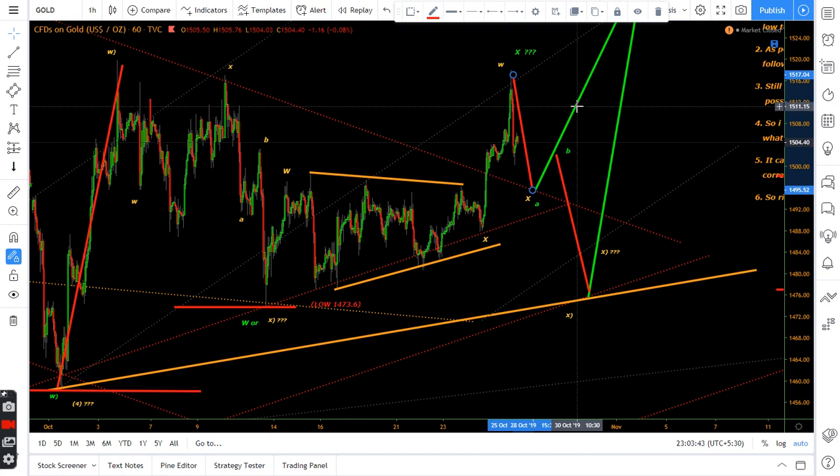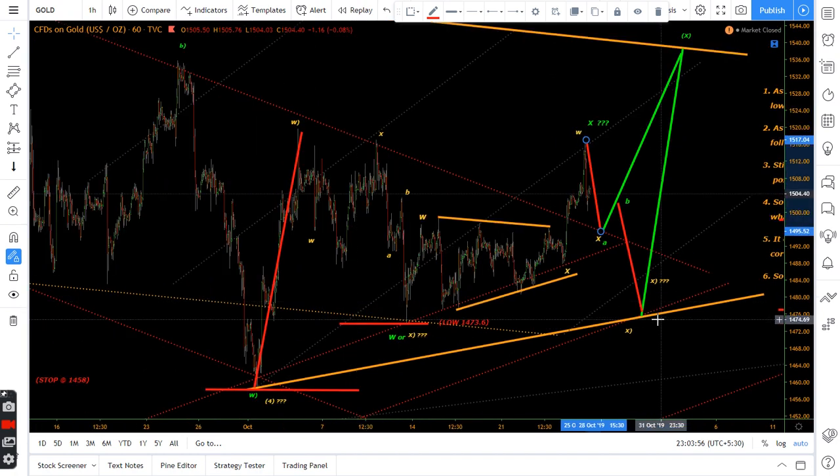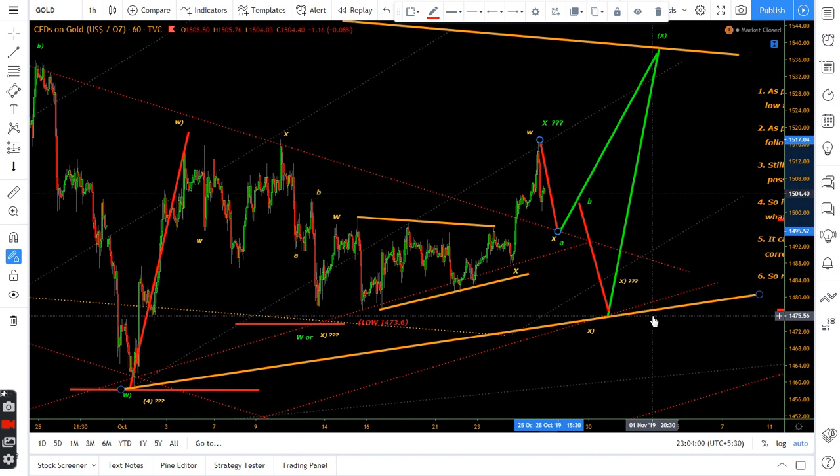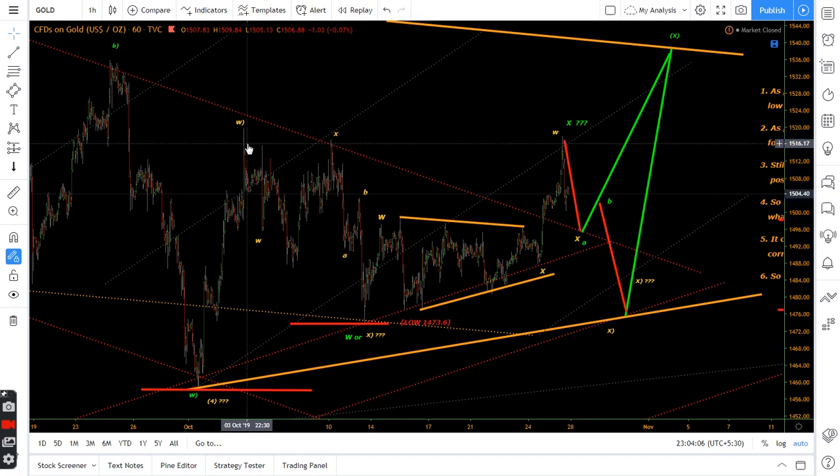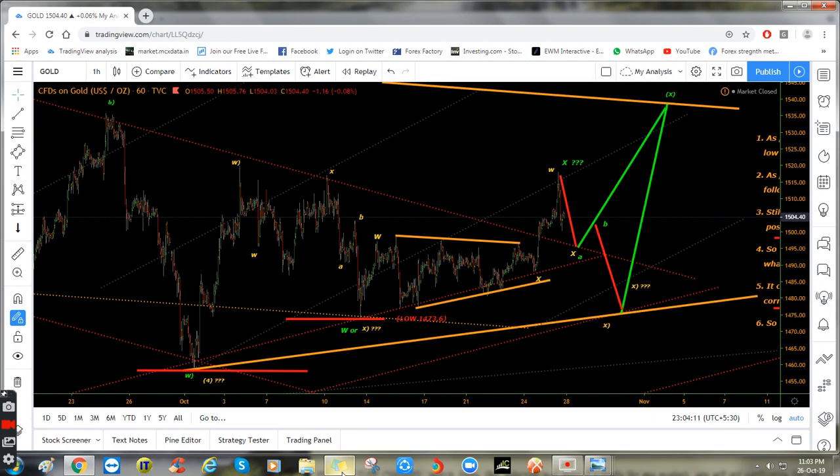Else, A, B, C and another A, B, C, it can go like this to 1510. Then it will shoot to the downside up to break this 1473.2.6 level. So be careful. This is my analysis for this week on gold. So let's move on to that.